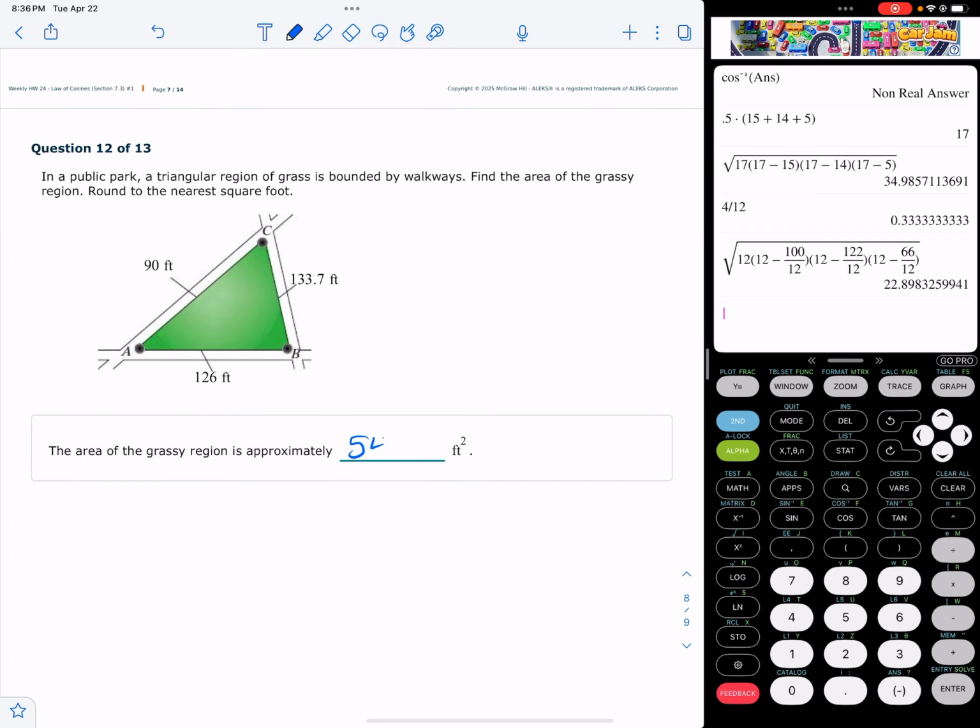Okay, this one's pretty straightforward. The answer is 5,460. You just find the area.